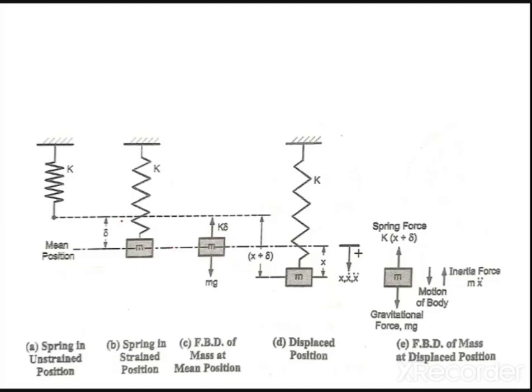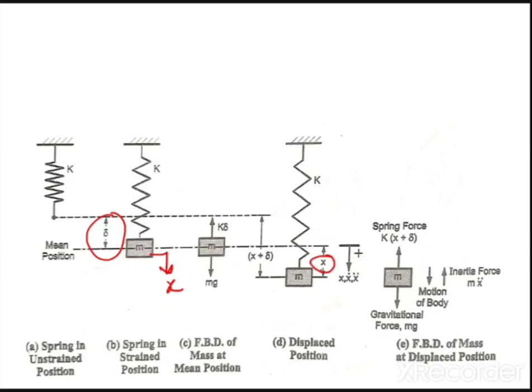So what will happen? See. Initially this was the initial position. This mass was deflected by delta. Now let us say that we are giving a small displacement x. So let us say that x is a small displacement in a downward direction.